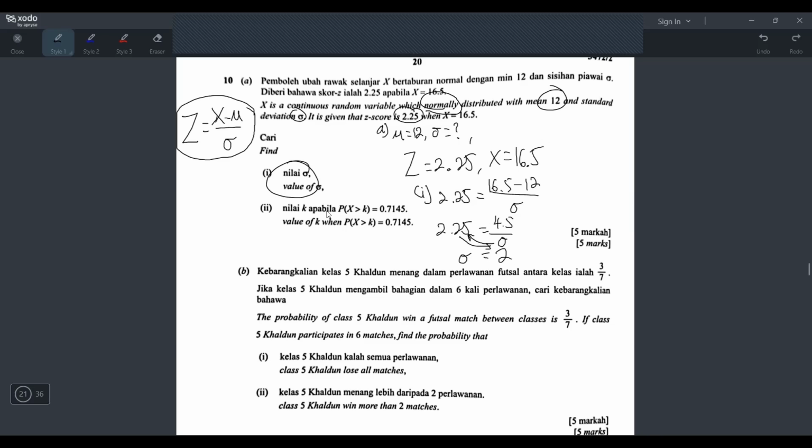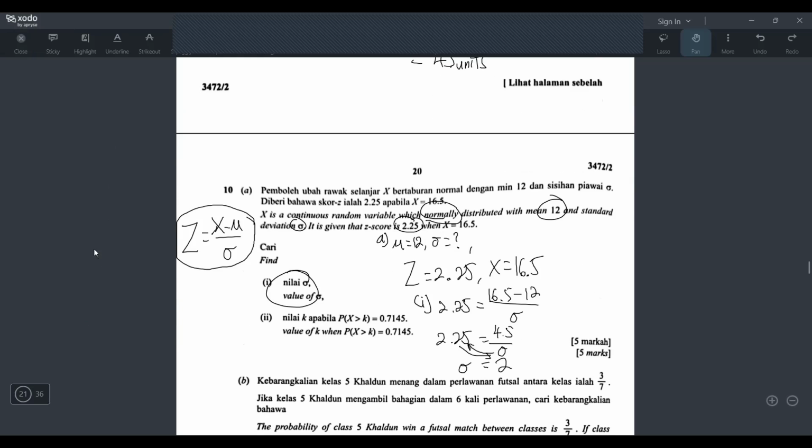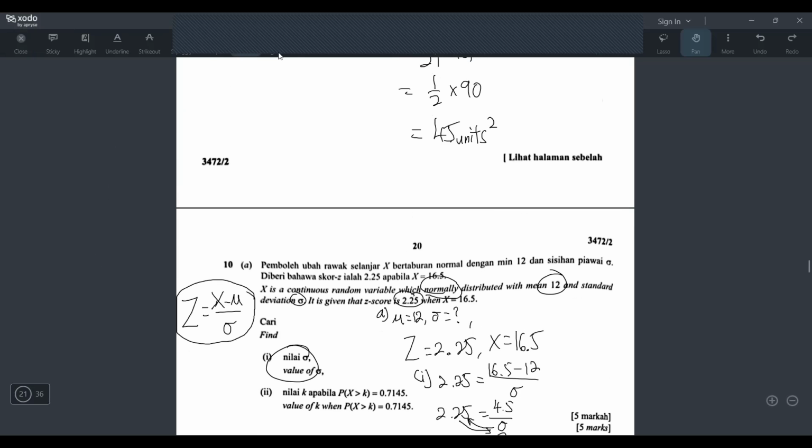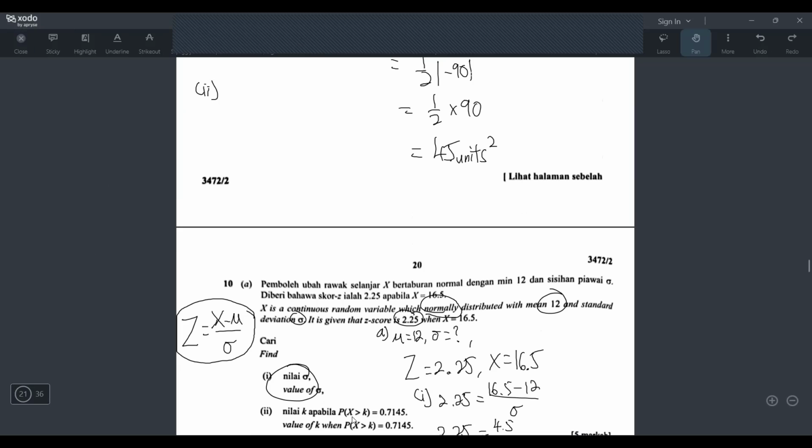Now we can do second question, but I need space. So macam mana? Can I do it up here? Okay, I do it up here. So this is A question 1. I will do A question 2 up here. So the soalan says find value of K when Px bigger than K, Px bigger than K equals to 0.7145. So this one is number 10, A question 2. Okay, so macam mana nak buat?